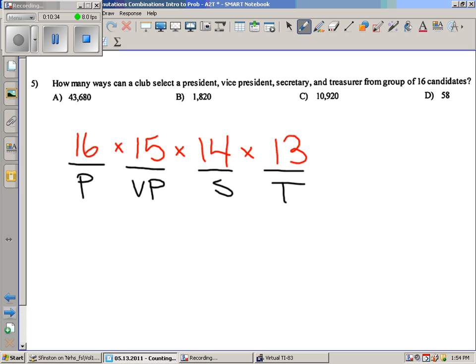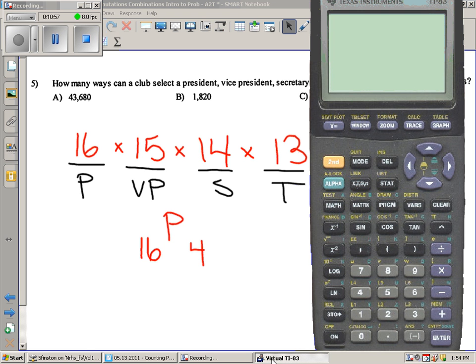Suppose there were 250 million people in the class. Would you really want to punch that into your calculator? Not really. So we invented a shorthand way of describing this. It looks like this: 16p4. Start at 16 and multiply the first four numbers downwards. That's what that means. Anyways, let's use your calculator.